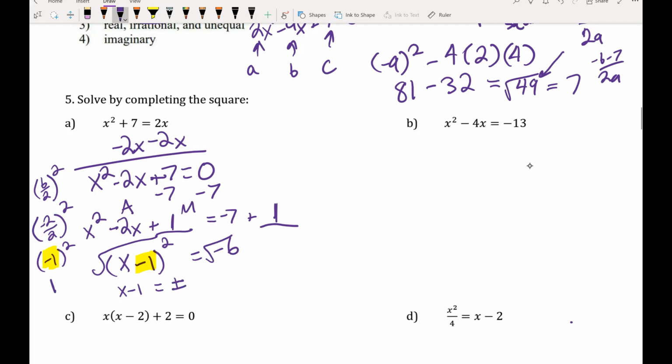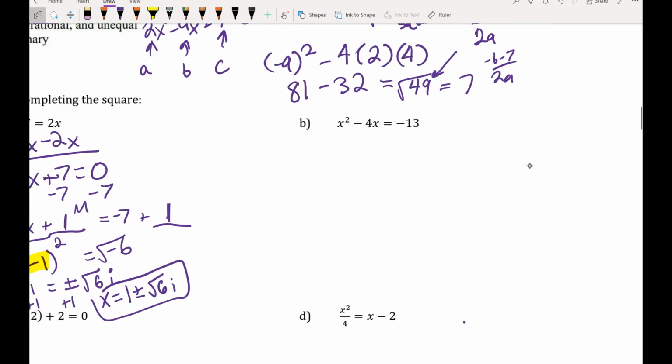And instead of writing radical negative 6, I'm going to pull that negative out of the radical and just make it an i, because I know when I have a negative under the radical, I'm going to have some sort of imaginary term. I add 1 to both sides, and I get x equals 1 plus or minus radical 6i.